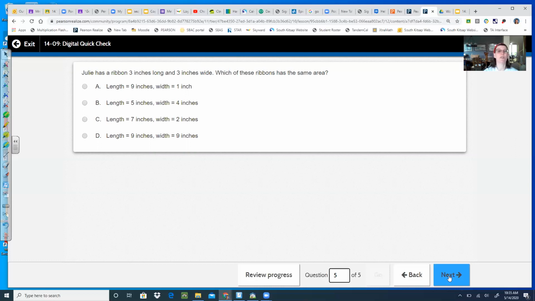Julie has a ribbon 3 inches long and 3 inches wide. That sounds like it's a square. Which of these ribbons has the same area? So remember, length times width. You want to multiply 3 times 3, find the answer. Now you want to do the same thing for all of these. Multiply 9 times 1, 5 times 4, 7 times 2, 9 times 9, find the answers. When you multiplied those, which one had the same product as 3 times 3?